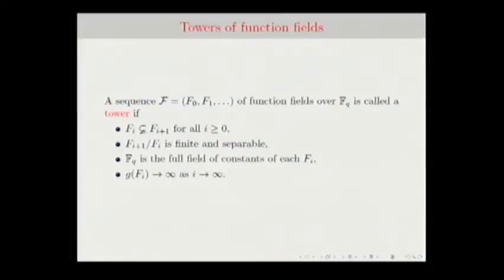Since I'm going to talk about towers, you must know what a tower is. This is a sequence of function fields over the same finite field FQ, such that each function field is strictly contained in the next one. All the extensions are finite and separable, and FQ is the full field of constants of every Fi. And we also need a technical condition, which is that the sequence of genus tends to infinity as i tends to infinity.